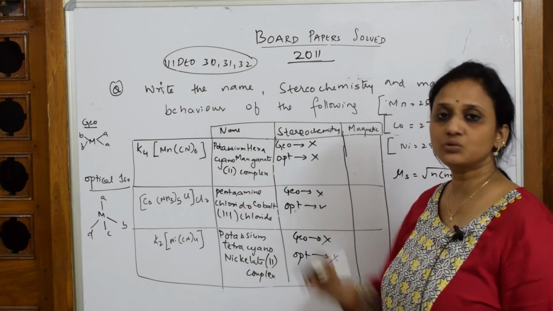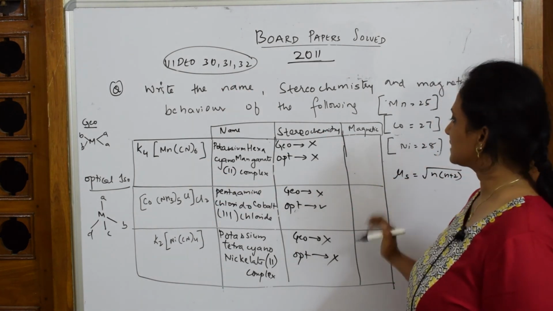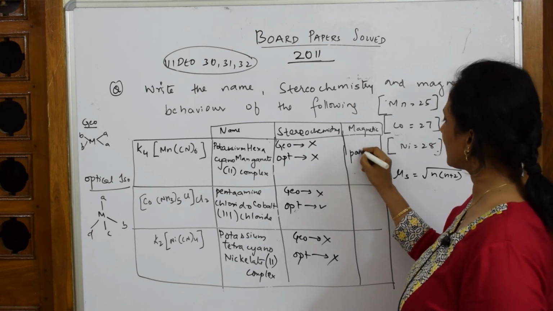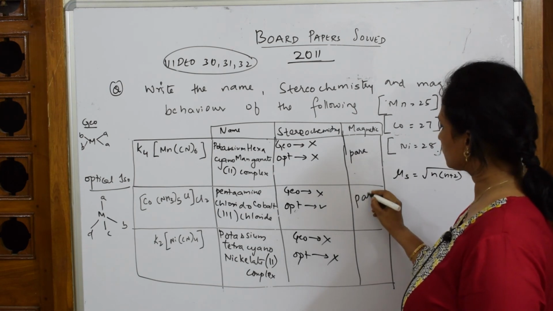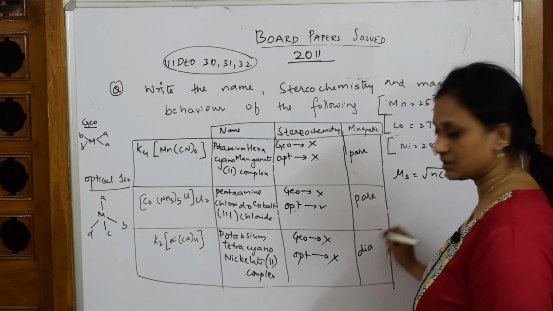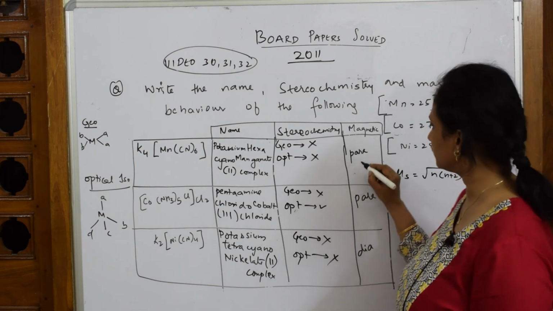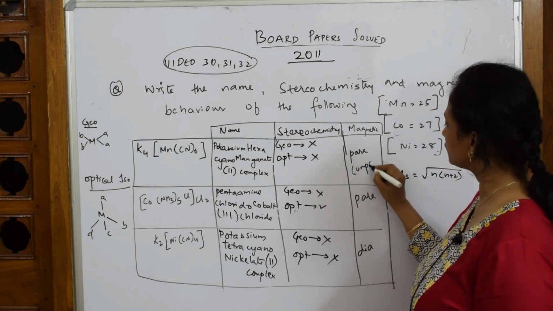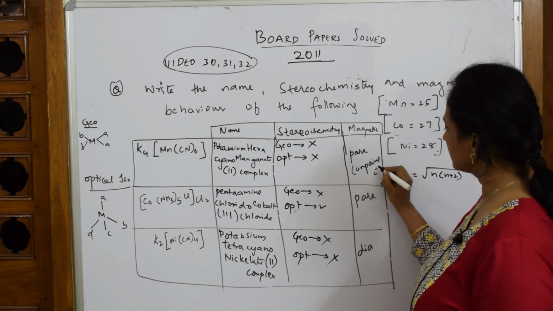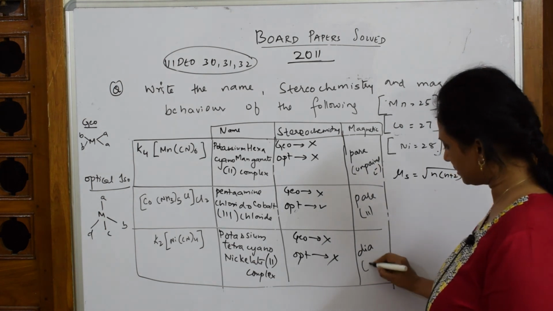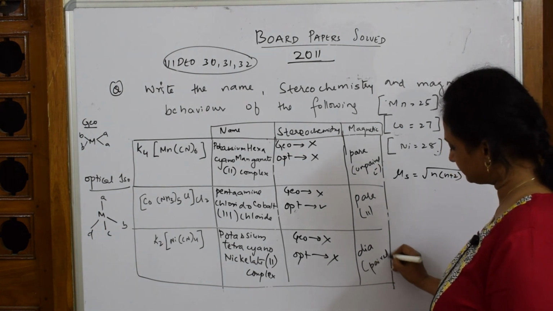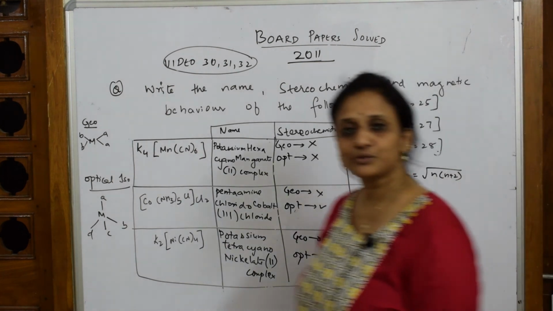When I come back to the magnetic behavior, I said please watch this video. You will have an idea how to calculate using this formula. But as of now, I am writing it. This is paramagnetic in nature. This is also para. This is dia. I'm just simply writing, please watch the video. Para means after hybridization, you will have unpaired electrons. Here also it's the same. Dia means all will be paired. So this is how you're going to answer the question.